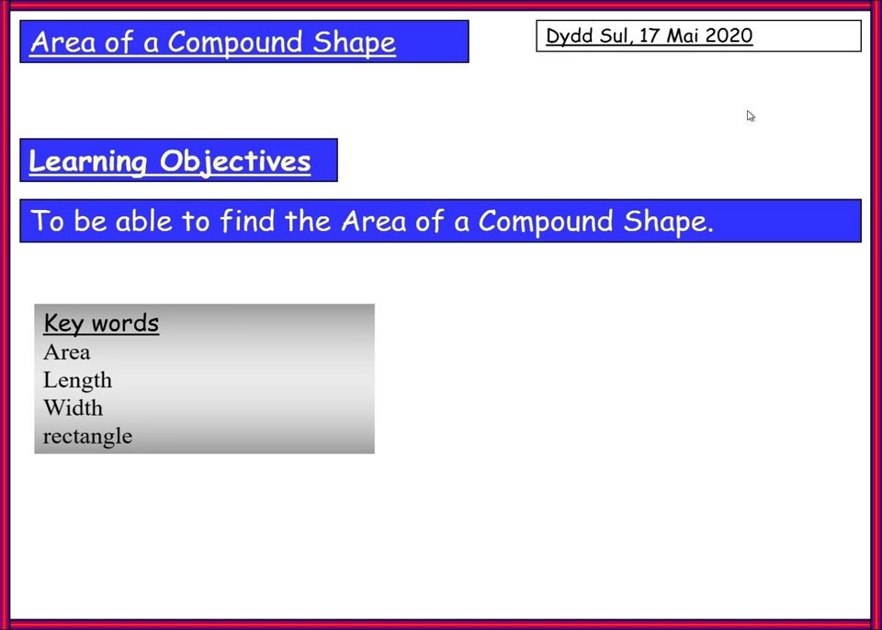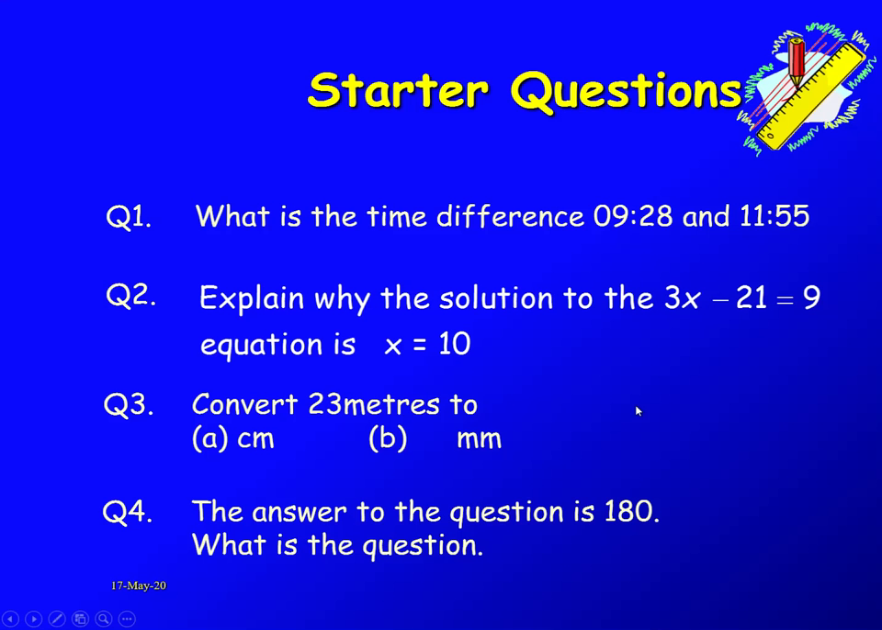Get your learning objective down, dates in Welsh, area of the compound shape is our heading, and the keywords down: length, area, width, and rectangle. So click pause, write that down, and we'll go into the start of it. There's your starter. Again, click pause, attempt all 4 questions, and then click play to move on.